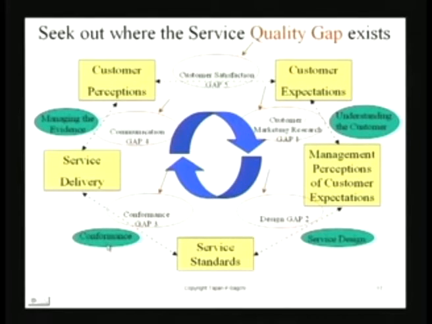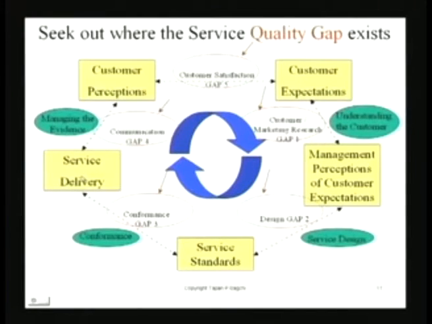Now I have to make sure that service standards are met by the service that I deliver. So this is an issue of conformance. If there's a difference between what I deliver and what the service standards are, these are like your specifications, if there's a gap there, then of course there's a gap of conformance. This is gap number 3. And again, if this gap is wide, I'm not going to get customer satisfaction. I'm certainly not going to get customer delight.